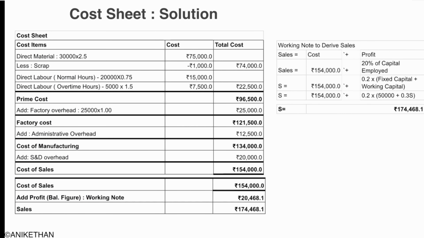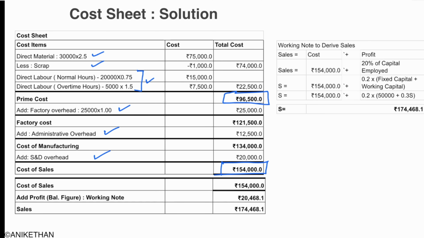Direct material given, then scrap is adjusted, direct labor in two parts, one normal and one overtime. So here you will get prime cost 96,500. Factory overhead 25,000 is applied at 1 per hour, 25,000. Then all administration and S&D overhead is direct. So your cost of sale is 154. So cost of sale, how to add the profit? Profit is 20% of capital employed.